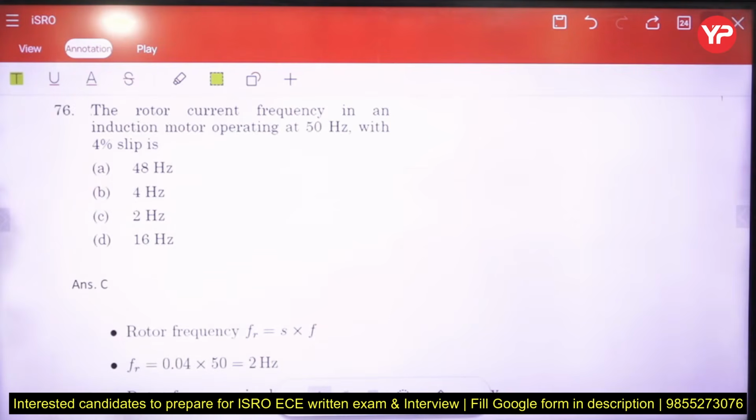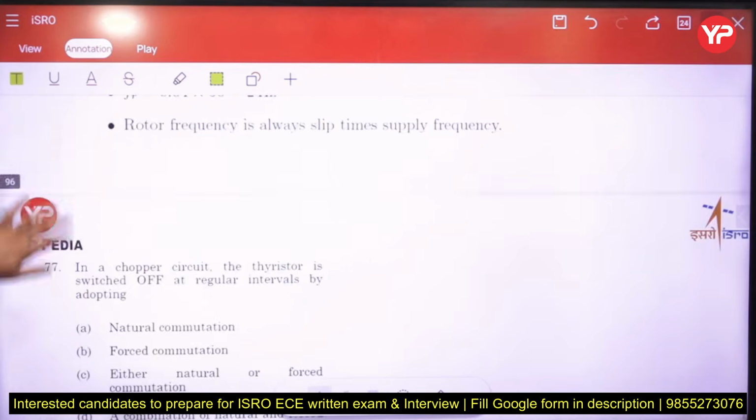The rotor current frequency of an induction motor operated at 50 Hertz with a slip of 4% is? See, whenever you are calculating the rotor frequency, that will be slip multiplied by the input frequency. Input frequency or operating frequency is 50, slip is 4%, so 0.04 into 50, that is 2 Hertz.